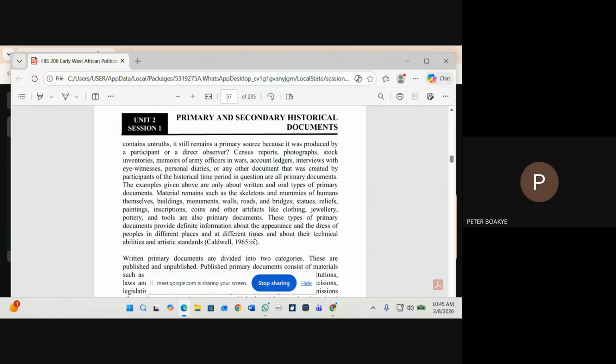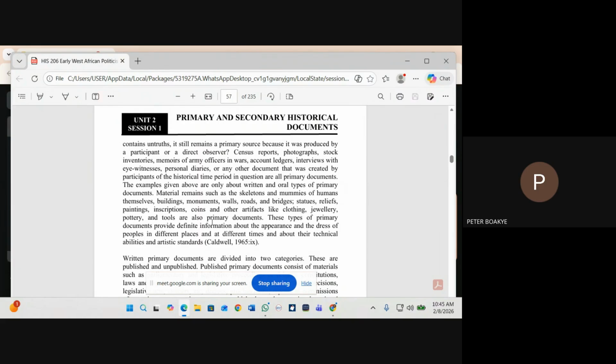Census reports, photographs, stock inventories, memoirs of army officers in wars, account ledgers, interviews with eyewitnesses, personal diaries, or any other document that was created by participants of the historical time period in question are all primary documents. So take note of these examples of primary documents.